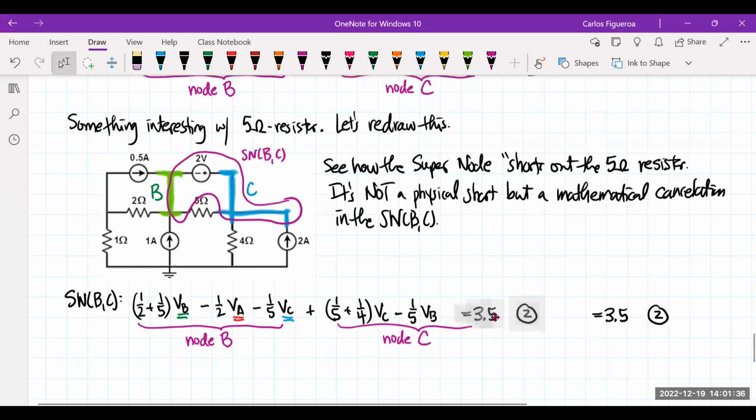Now I want you to focus on a couple of things. The first thing I want you to focus on is that everything is about that 5 ohm resistor. So look at this cancellation. There's this 5 ohm, and that's connected to this B right here, which is this guy right here. So note how that's plus a fifth, and this is minus a fifth.